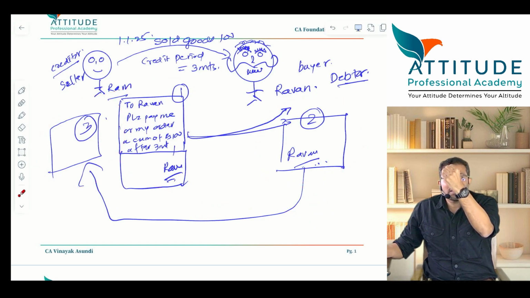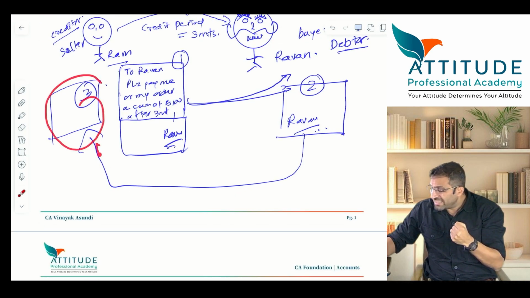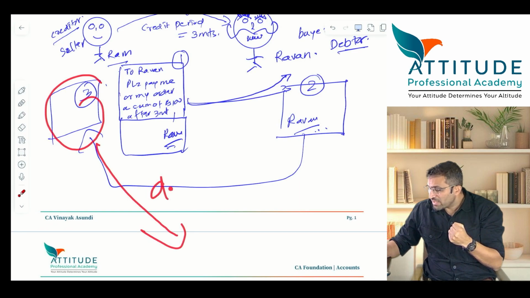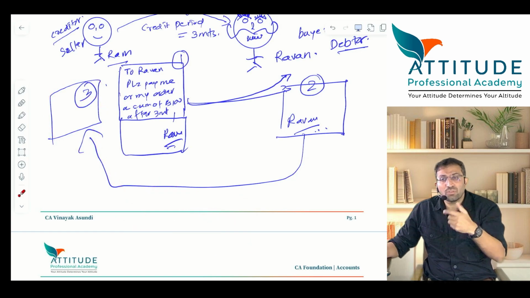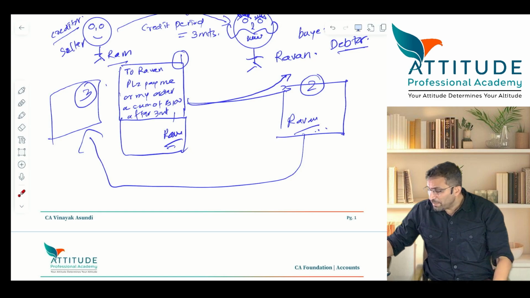So 3 cases. One, the bill can be held up to maturity. Second, the bill can be discounted with the bank, which is known as discounting of the bill with the bank. Or this bill can be endorsed to some other person. Is that clear? Now tell me, 3 parties are involved.